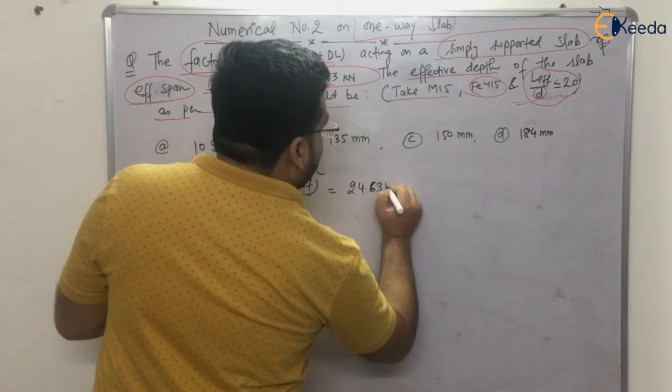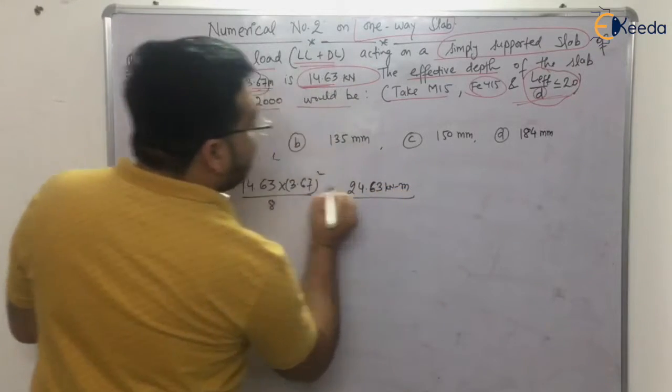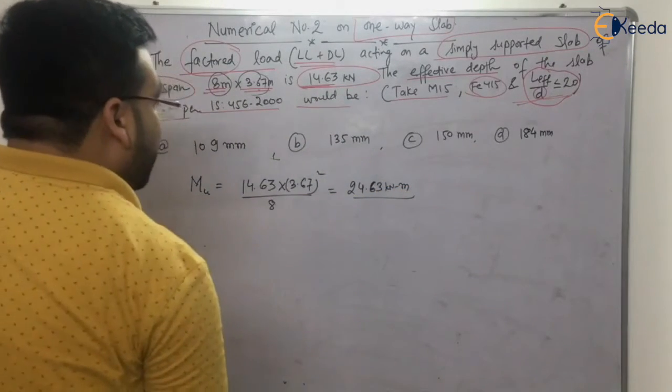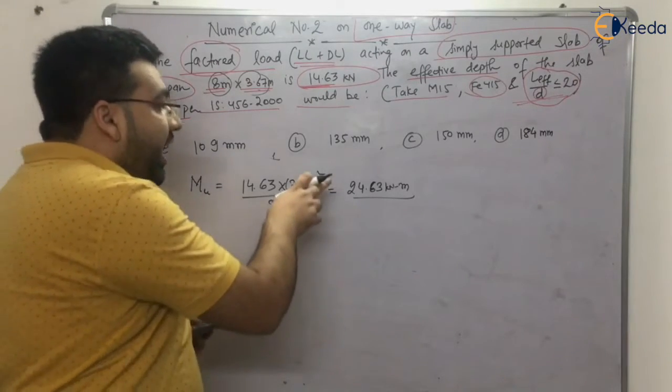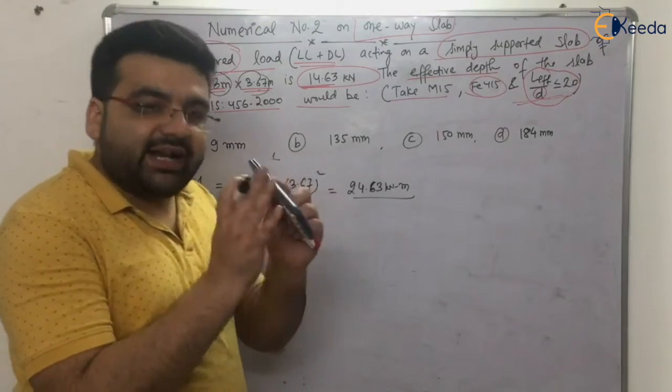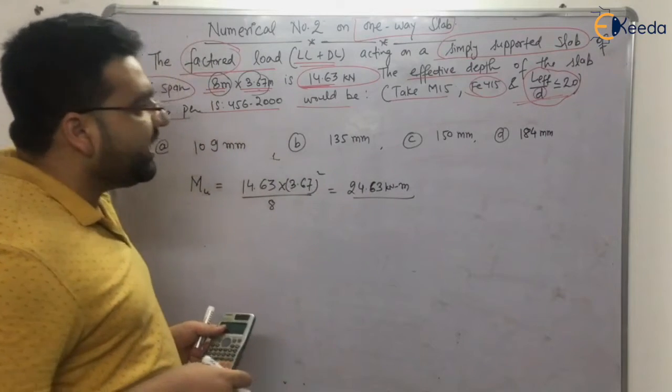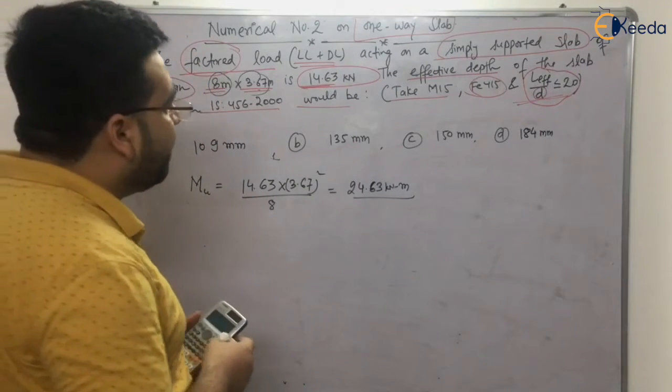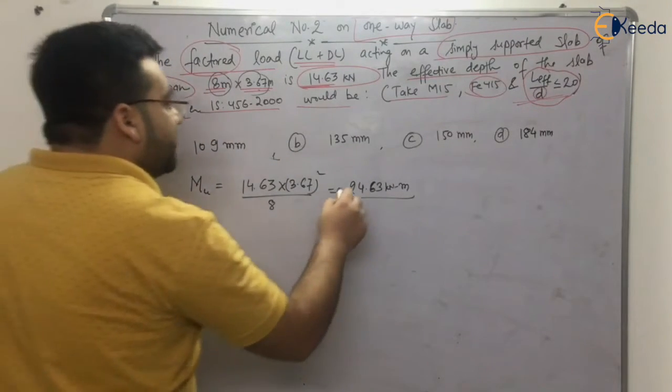24.63 kilonewton meter. I hope everybody is getting the same answer, right? And try to solve the numerical not with this handy calculator, but with the online calculator, or you also have an app on Google Play, right? The scientific calculators.